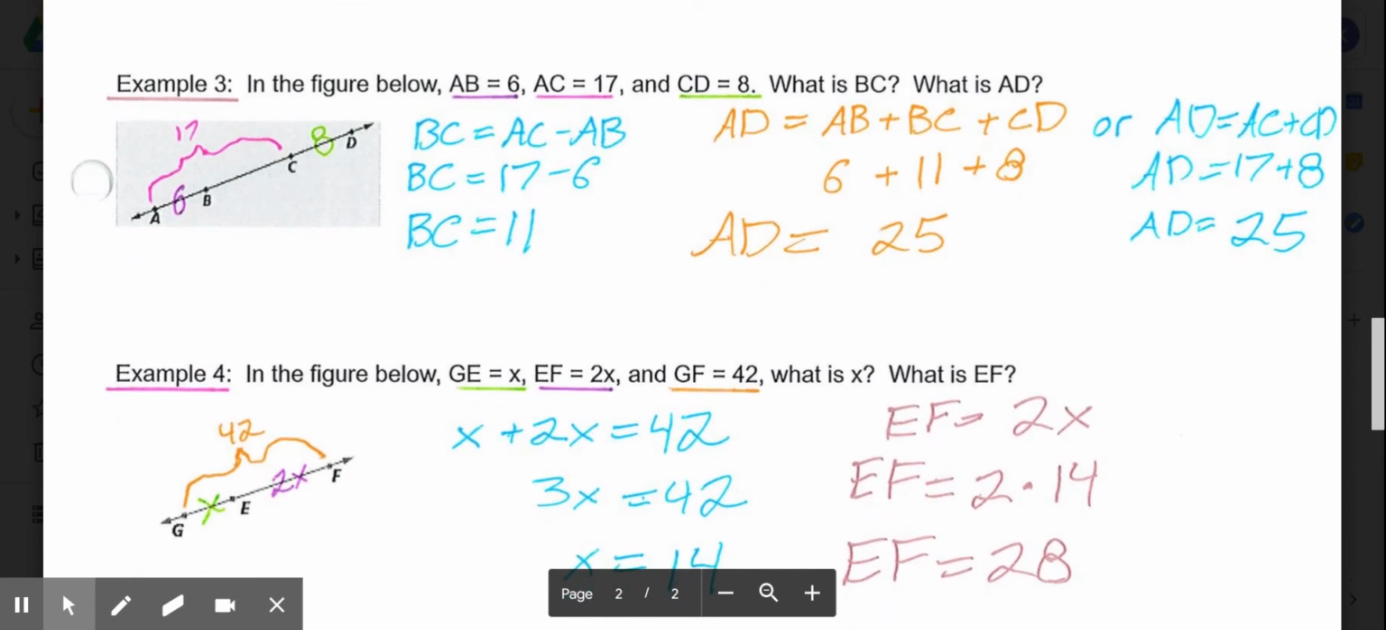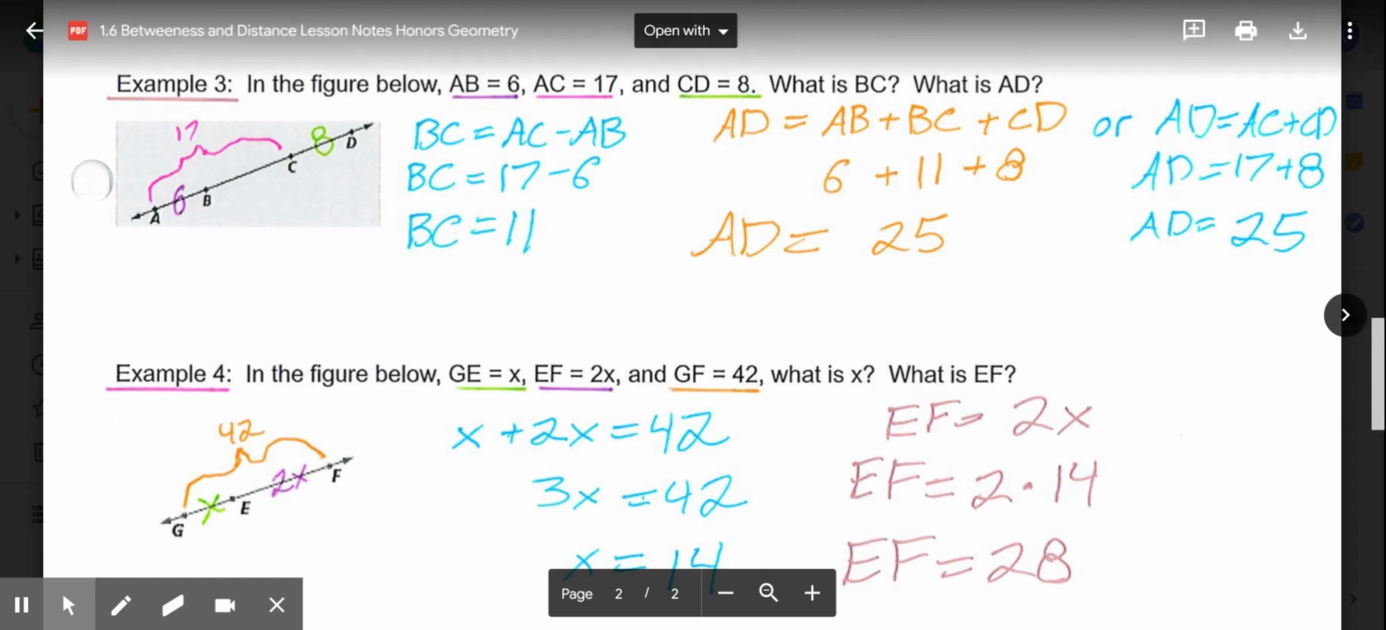Example 3, same idea with the segment addition postulate. So they gave us this information. AB was 6, AC was 17, and CD was 8. They want us to answer what is BC and what is AD. So again, to help me visualize it, I went in and labeled my diagram. AB was 6, A to C was 17, and C to D was 8.